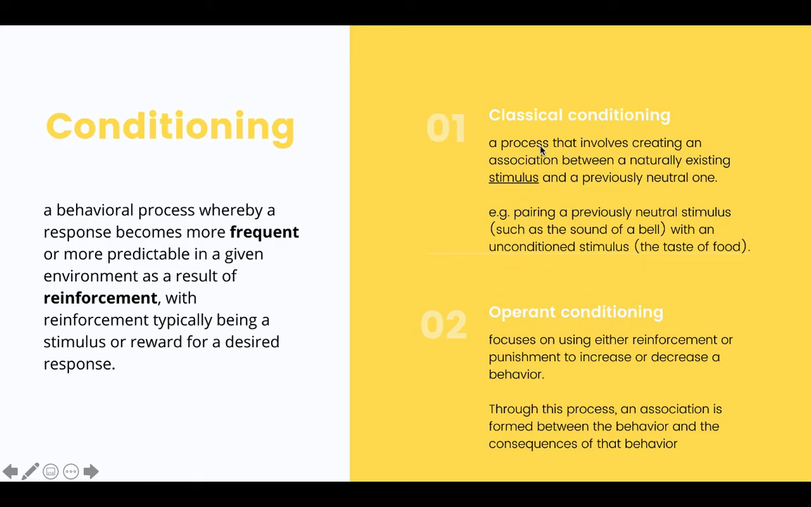Classical conditioning is a process that involves creating an association between a naturally existing stimulus and a previously neutral one. For example, pairing a previously neutral stimulus, such as the sound of a bell, with an unconditional stimulus, for example, the taste of food. Now, I don't know if Pavlov rings any bell, pun intended there.